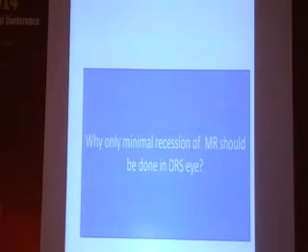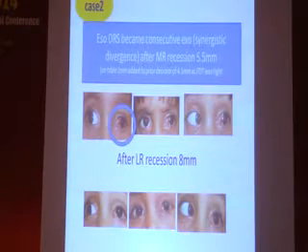So now the question is, why should only a minimal amount of MR recession be done in Duane's retraction syndrome? First of all, you are not going to improve adduction. And the second thing is you will only worsen adduction. And you can also land up in a more difficult situation of synergistic divergence.